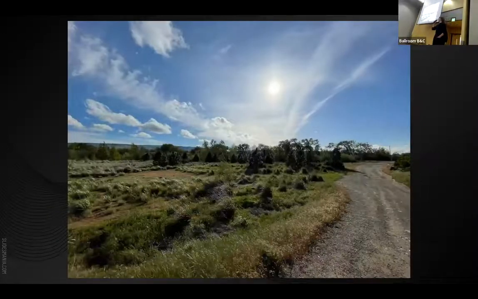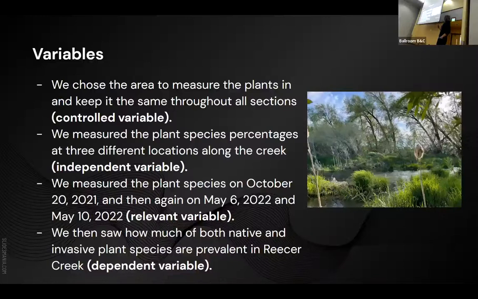Here's a little visual representation of the floodplain area. Some variables: for our controlled variable, we chose the area to measure the plants in and kept it the same throughout our entire experiment. Our independent variable: we measured the plant species percentages at three different locations along the creek. For our relevant variable, we measured our plant species on three different days, one in the fall in October, and then two times in the spring in May. And then our dependent variable was seeing how much of both native and invasive species there were and what their prevalence was in the creek.